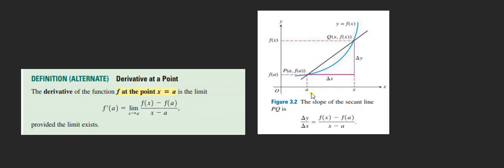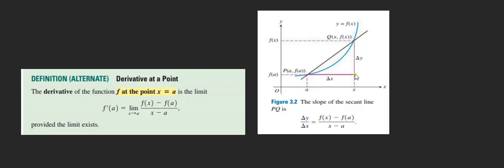So if you look at this graph, a is some value of x, and f of a is the y value at a. Now, instead of h, we're going to select a variable x, and the y value at x will be f of x. So you have 2 points again, a, f of a and x, f of x. And what will be the slope of the line that's going through these 2 points?